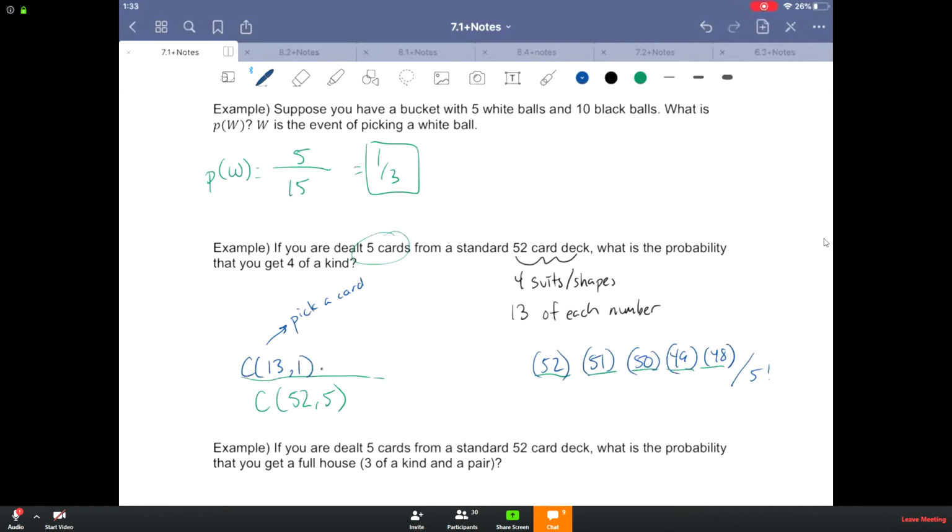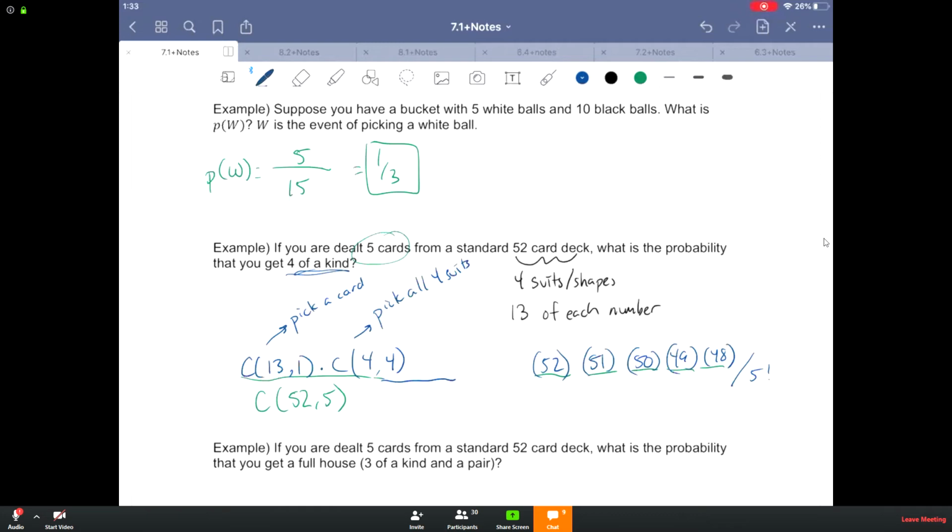Okay, times, the next thing I got to pick is the suits. How many of those suits or shapes do I need? Well, there's 4 to choose from. But if I'm getting 4 of a kind, I need all 4 of those. I need the hearts, the diamonds, the spades, the clubs. I need all 4 of those. And the reason I'm doing this, 4 choose 4 is 1, so it doesn't change it, but it's gonna help us write the second one.